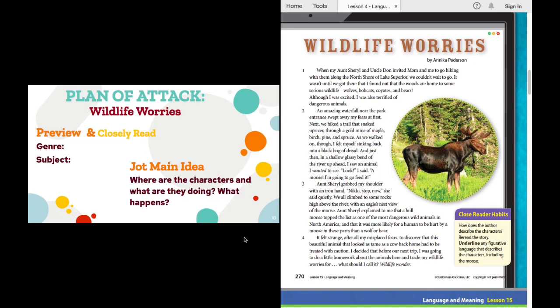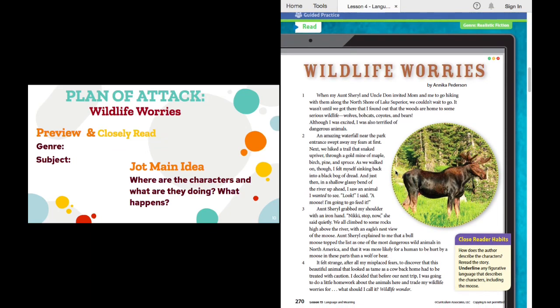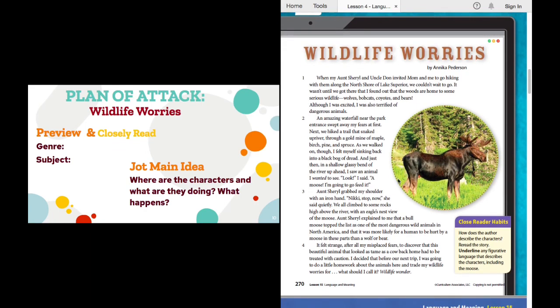So first we're going to preview the text, right? So we're going to take a look at the title and the text features and just sort of get a gauge of what this text is going to be about. So first and foremost, I'm noticing that it says Wildlife Worries. At the top, the genre says realistic fiction. So I think that this text is fiction, but it's something that could be real, right? I think the subject is going to have to do with some sort of animals or wildlife. So my genre is fiction and my subject is wildlife.